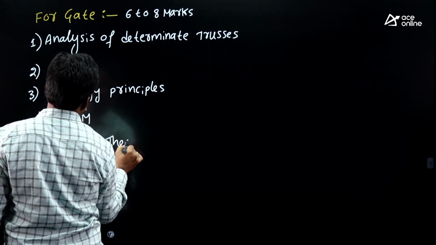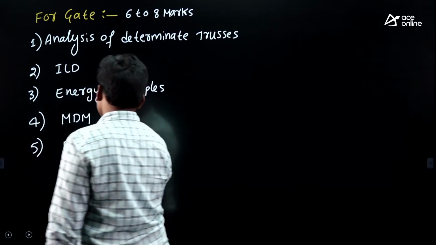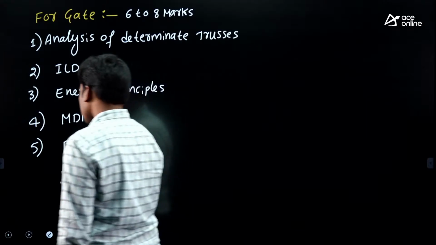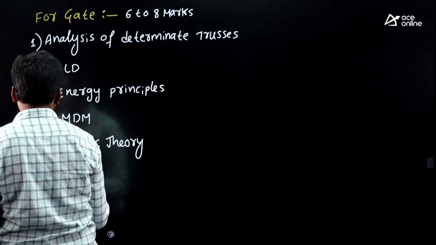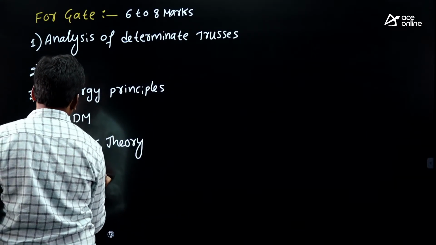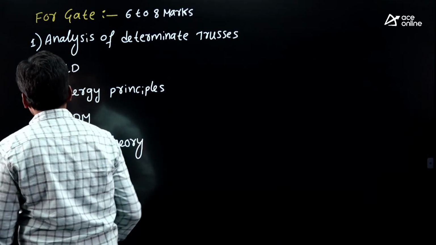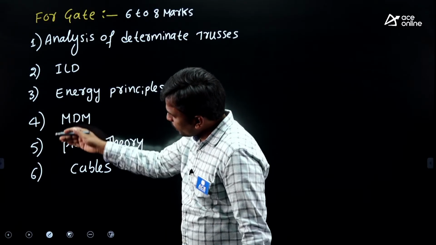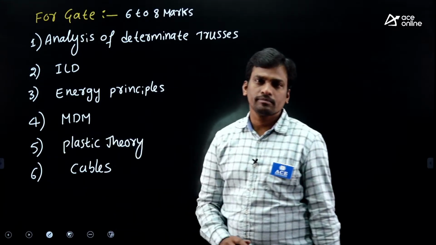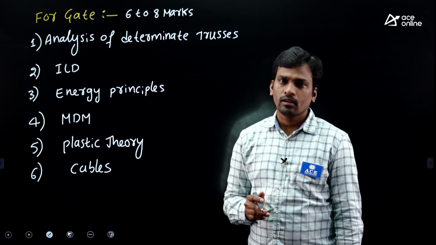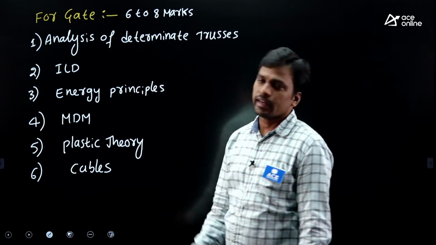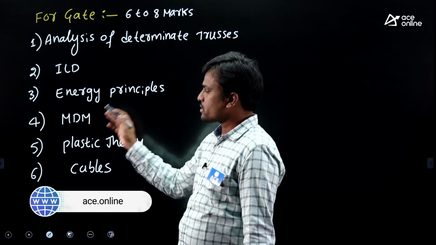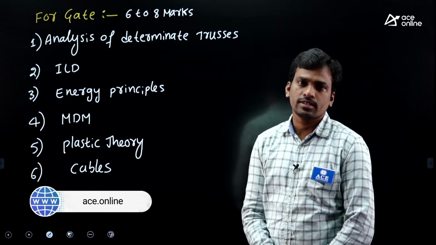plastic theory. So for design of steel structure, this chapter is important, students. Okay. Then sixth chapter is arches and cables, right? So concentrate more on cables. Okay. So students, you have to focus more on these topics more. Okay. So this is for GATE. So generally you'll get the 2 marks from these chapters only, 2 marks questions.